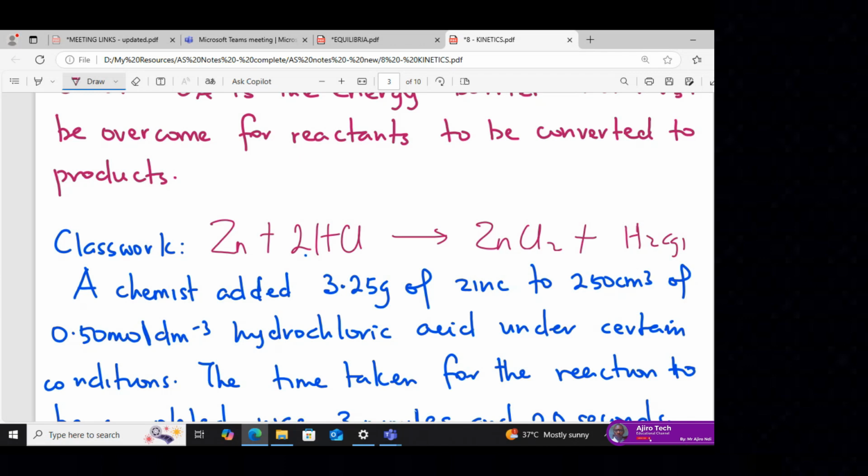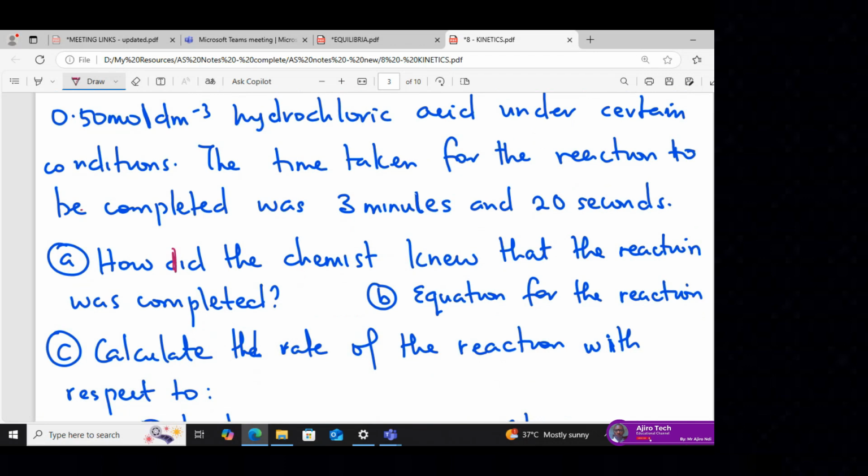That reaction has ended. That means one of the reactants has reacted completely. Either all the zinc has reacted or all the hydrochloric acid has reacted. Did you get the point now? Good. So, number 2.